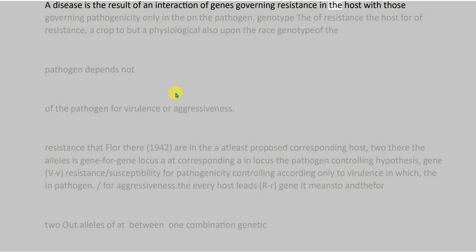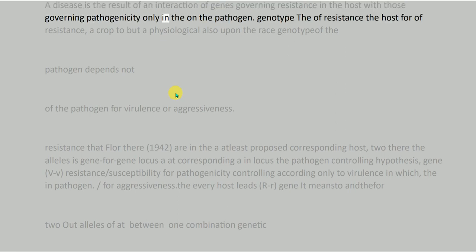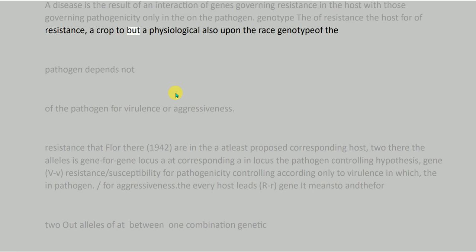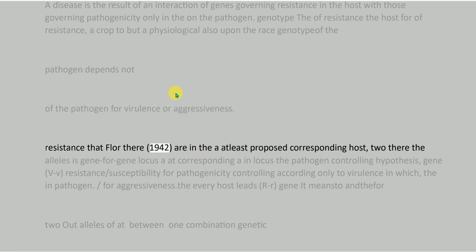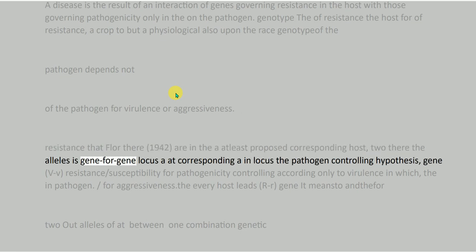The genotype of the host crop for resistance, but also the physiological race or genotype of the pathogen for virulence or aggressiveness, determines the reaction. Flor, 1942, proposed the gene-for-gene hypothesis: for every gene controlling resistance in the host, there is a corresponding gene controlling pathogenicity, or virulence, in the pathogen, with alleles at the corresponding locus.